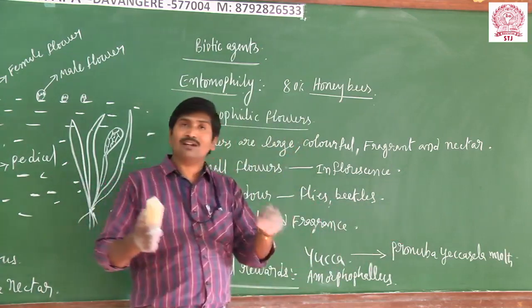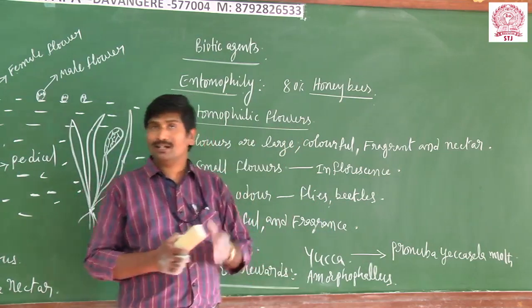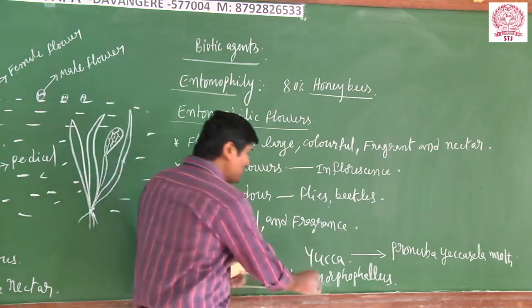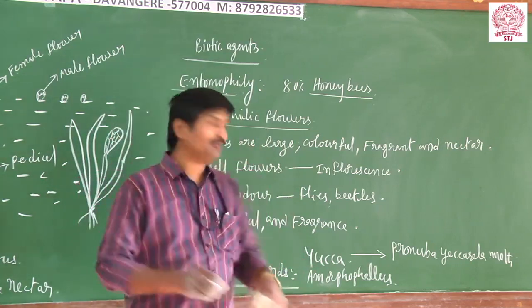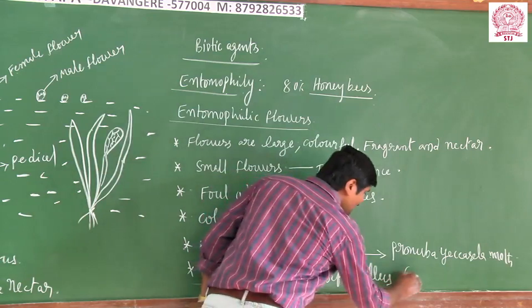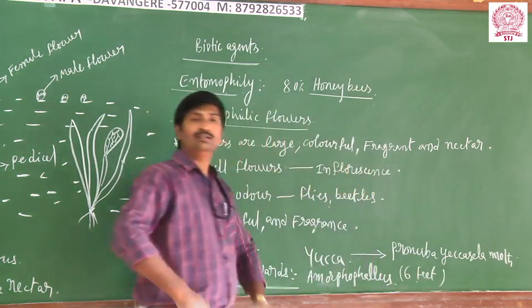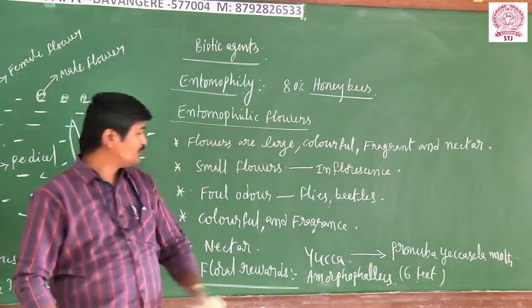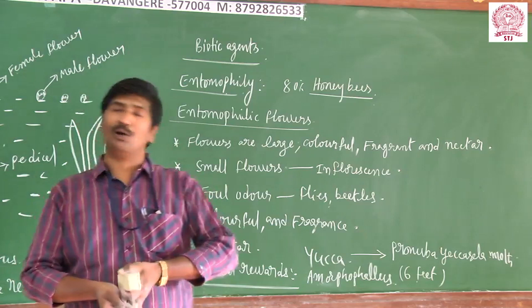Amorphophallus is also the same condition. It is also one of the symbiotic pollinations. The flower is very tall, nearly 6 feet in length. It is one of the tallest flowers in flowering plants. So these are both the best examples of symbiotic pollination.